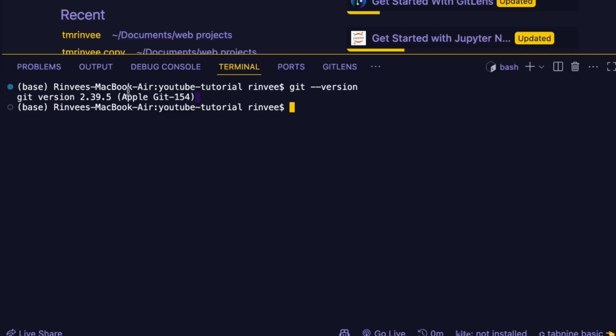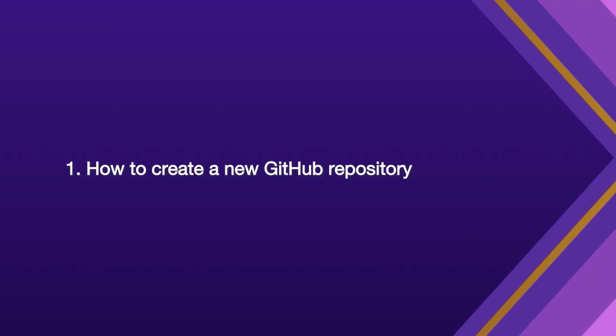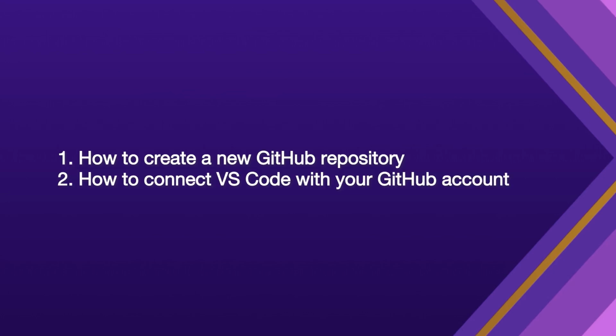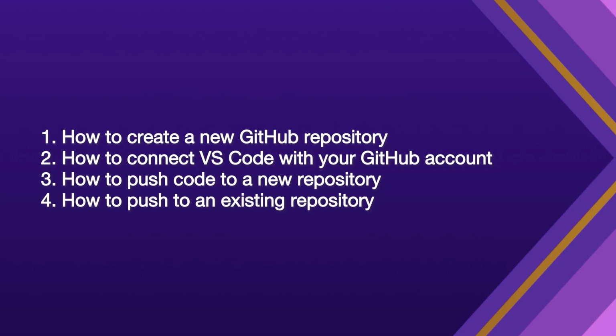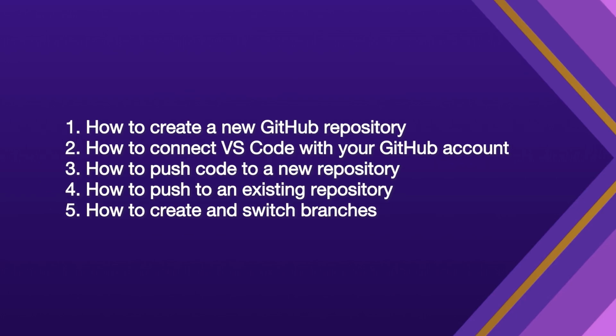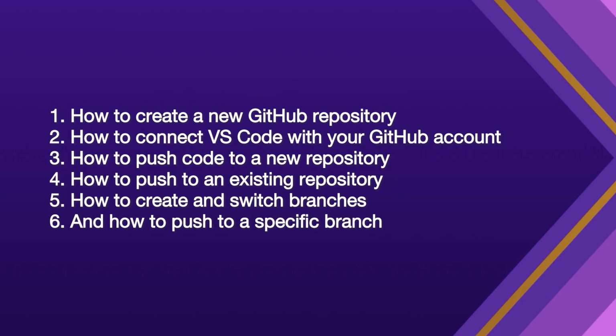If you are just getting started with Git and GitHub, this is the video for you. In this tutorial, we'll cover how to create a new GitHub repository, how to connect VS Code with your GitHub account, how to push code to a new repository, how to push to an existing repository, how to create and switch branches, and how to push to a specific branch. So let's dive in.